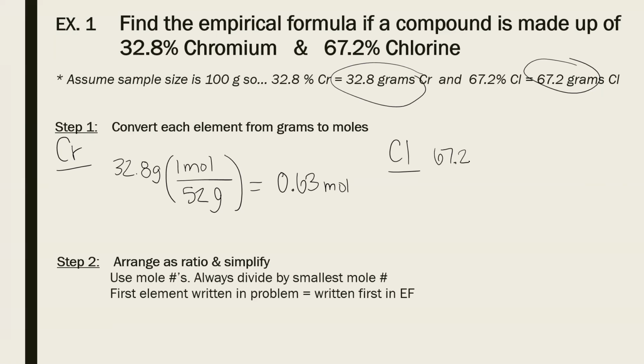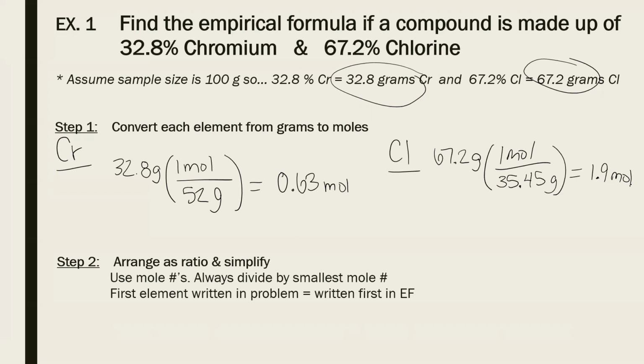I start with my given amount of chlorine. 1 mole is a constant. The molar mass, I keep saying molar mass, the atomic mass of chlorine from the periodic table is 35.45. And that comes out to be about 1.9 moles of chlorine. So that is taking the percent composition numbers, changing them into grams and then to moles.